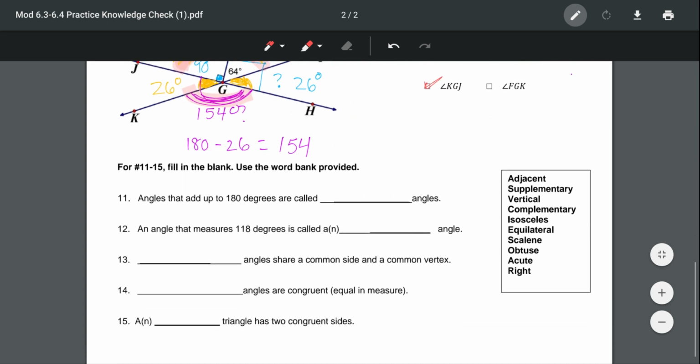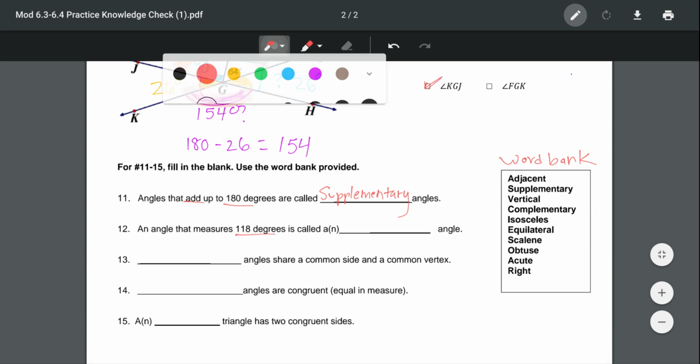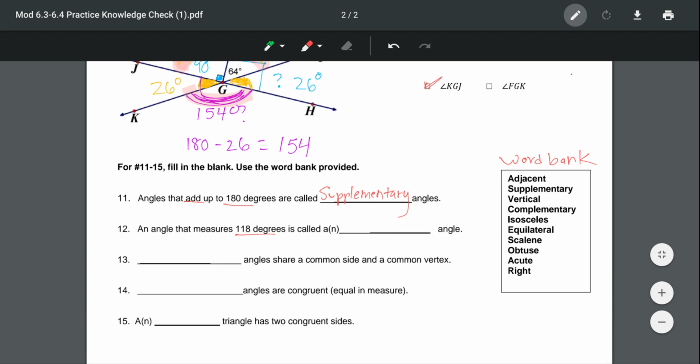Okay, for numbers 11 through 15, you want to use the word bank. To the side, you have a box. That's your word bank to help you out. Number 11, angles that add up to 180 degrees. Those would be called supplementary angles. Supplementary angles add up to 180 degrees. Number 12, an angle that measures 118 degrees would be an acute, sorry, not an acute angle, an obtuse angle. So we want to write in obtuse.